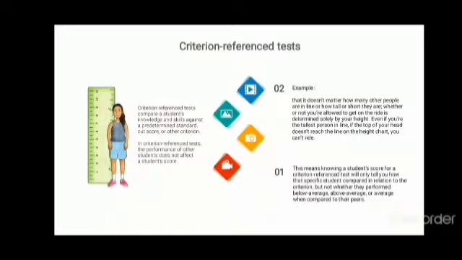That's the point. So it means knowing a student's score for a criterion reference test will only tell you how the specific student compares in relation to the criterion.